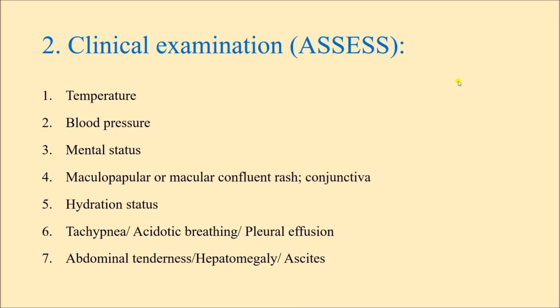Now we need to assess a few things. For example, temperature, giving us the idea about his status of fever. Blood pressure, we know in case of dengue there is hypotension. Mental status, maculopapular or macular confluent rashes. Conjunctiva has to be looked at, if there is any conjunctival hemorrhage or not. Status of hydration, etc. Tachypnea, active bleeding or pleural effusion. Abdominal tenderness, hepatomegaly, ascites, all this can happen.